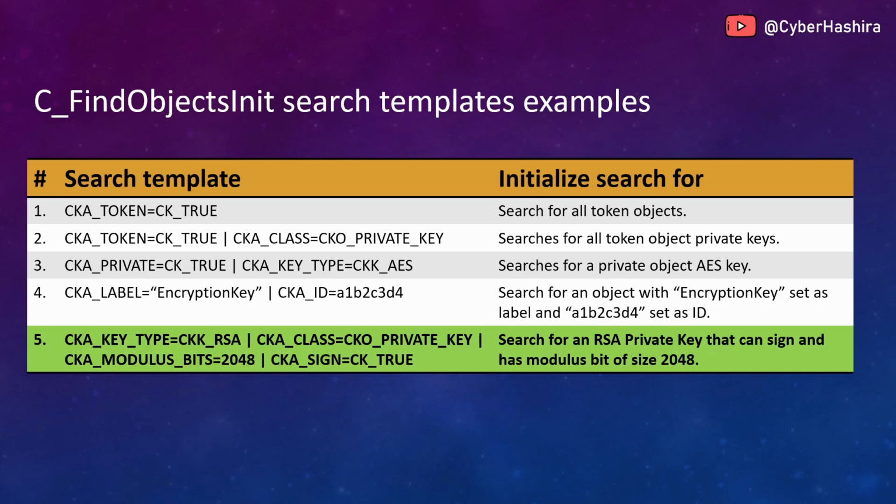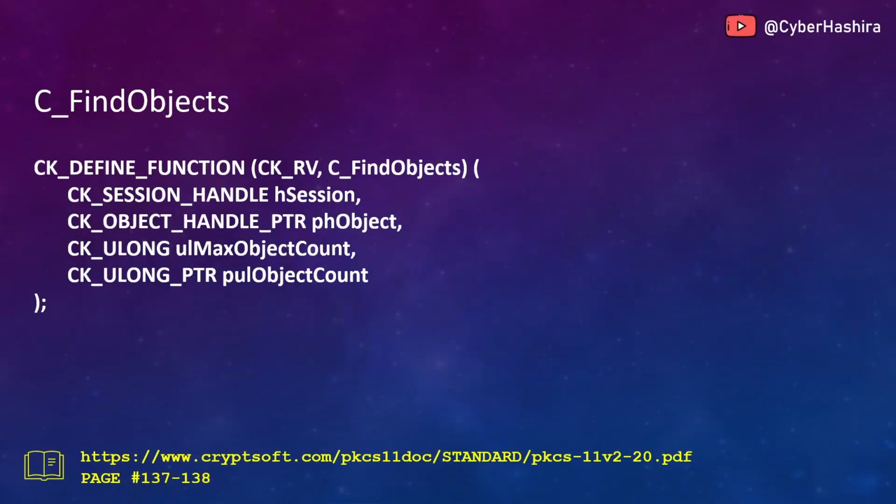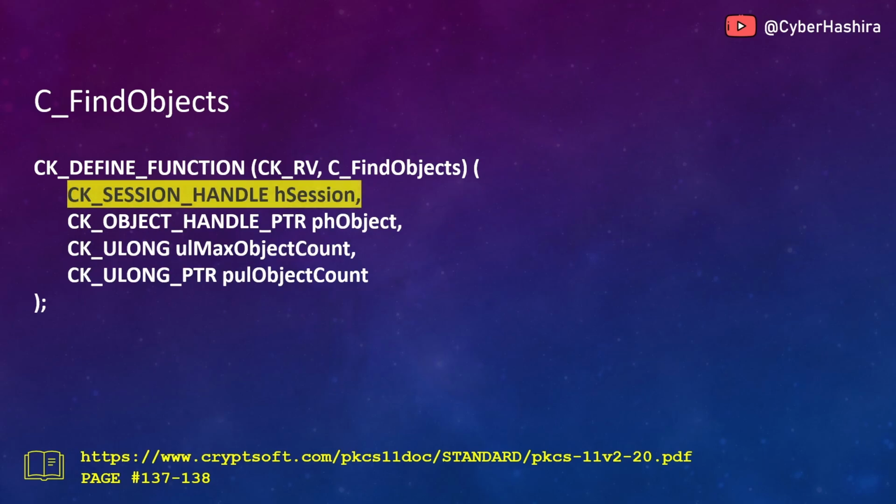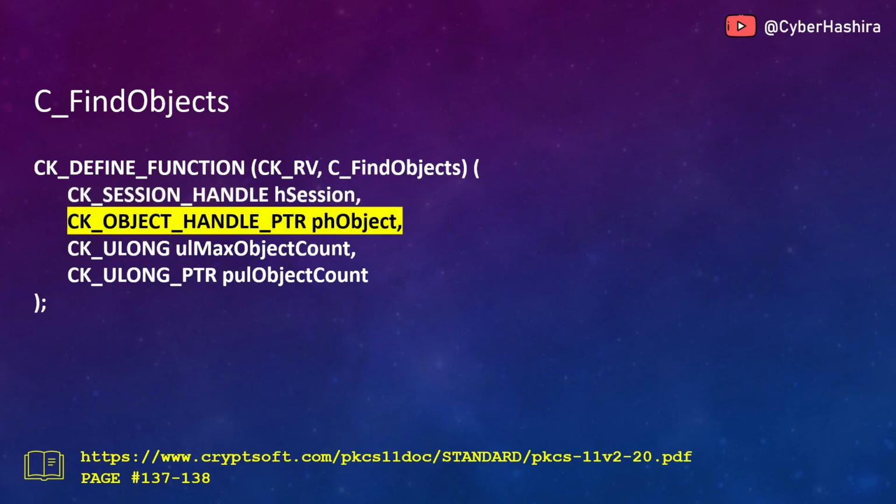After C_FindObjectsInit function has initialized the search, C_FindObjects function continues to look for those objects. If there are too many objects present in a token, then this function can be repeated multiple times till your application finds the object it was searching for. C_FindObjects function requires 4 arguments. First argument is a session handle. The second argument is of type CK_OBJECT_HANDLE. This is a variable which would receive the list of all objects matching the search template.